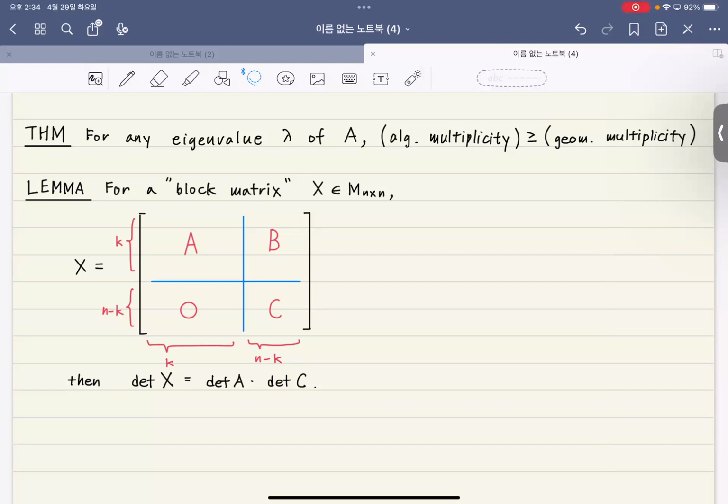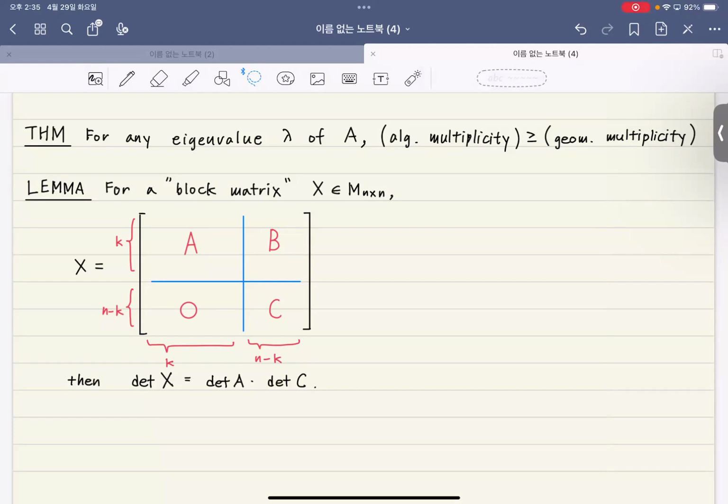A block matrix: X is an n by n matrix, and it consists of, in this case, 4 blocks. This is k and this is k. So A, which is on the top left corner of the matrix X, is a k by k square matrix contained inside this large n by n matrix. This side is n minus k. So this is a k by n minus k narrow matrix, and this is an n minus k by k wide matrix, and this is a k by k square matrix.